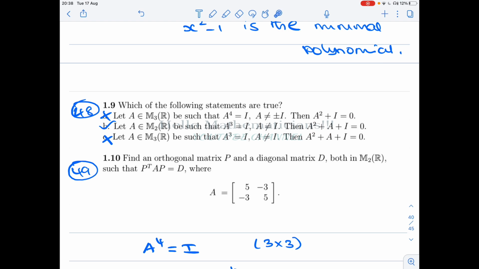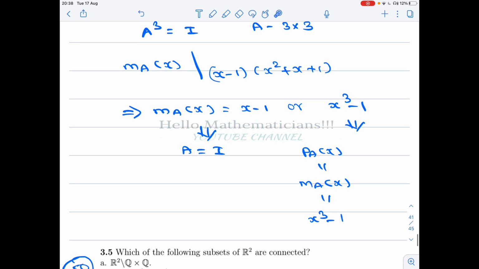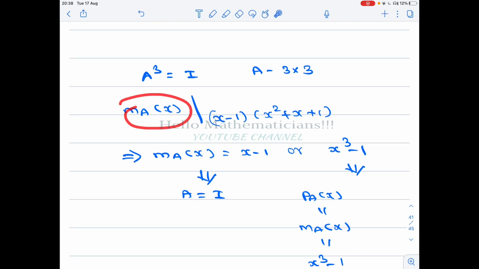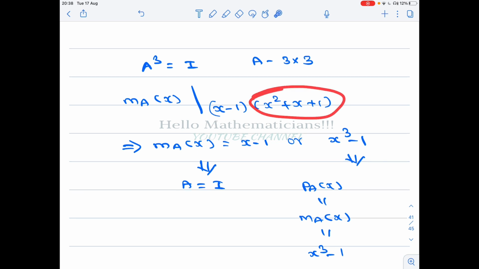Now, if it is a 3 by 3 matrix, then it is different. Note that the previous case was a 2 by 2 matrix. If it is a 3 by 3 matrix, then the option is wrong. Let's see why. A cube equals I, so the minimal polynomial should divide this polynomial. The factor x minus 1 is not possible, because that will imply a equals identity. Therefore, the minimal polynomial should be x square plus x plus 1. But this cannot be the minimal polynomial for a 3 by 3 matrix because the roots of this polynomial are primitive third roots of unity, complex numbers. For example, its roots are of the form alpha, alpha bar.